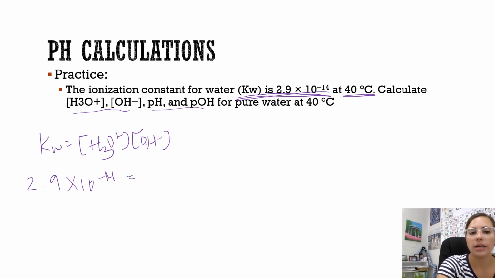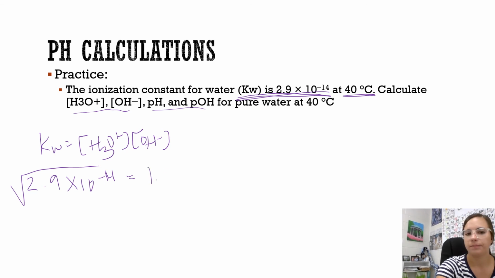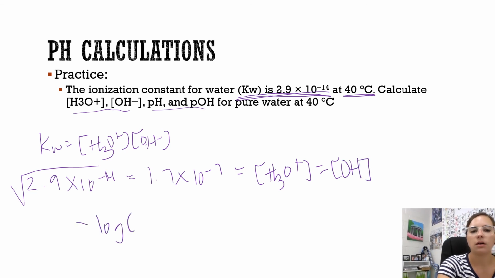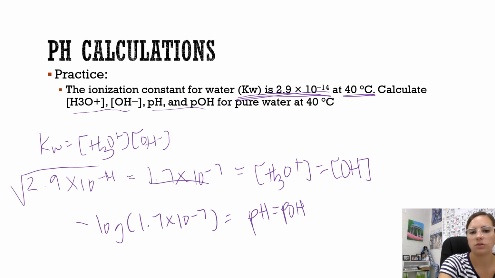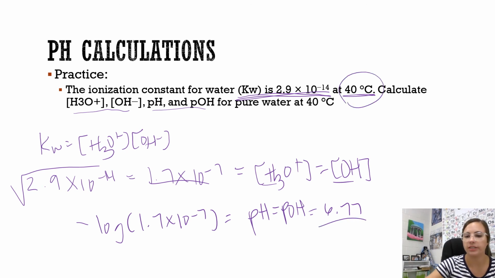Well, since these are equal, then I can just take the square root, and I get 1.7 times 10 to the negative 7. So that's the concentration of both hydronium and hydroxide. So if I take the negative log of 1.7 times 10 to the negative 7, I get that the pH and the pOH, because the concentrations are equal, is 6.77. So the neutral pH at 40 degrees is actually 6.77.